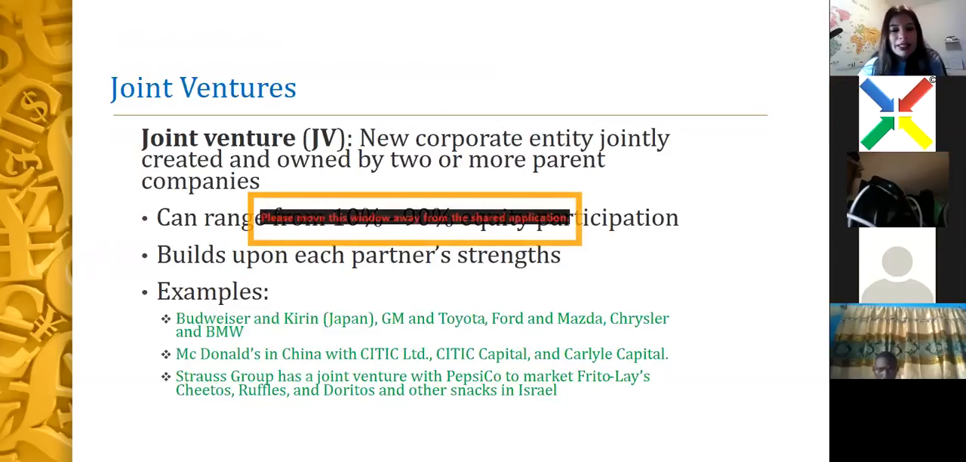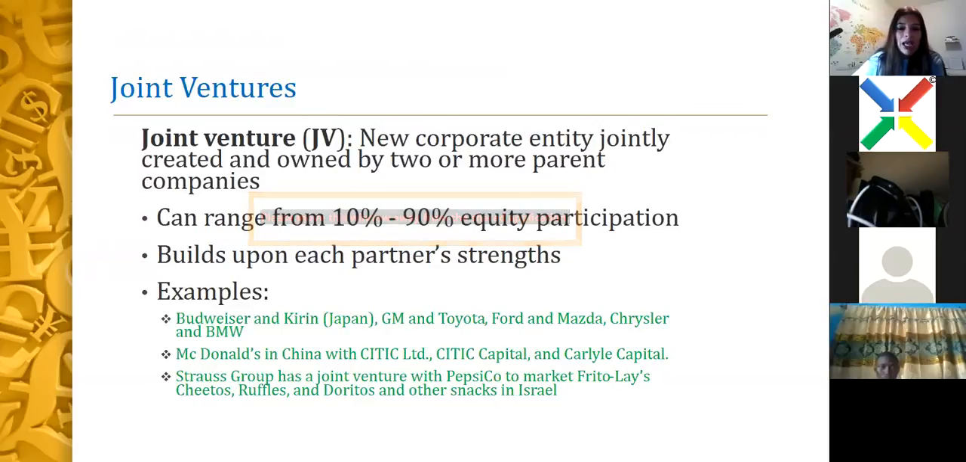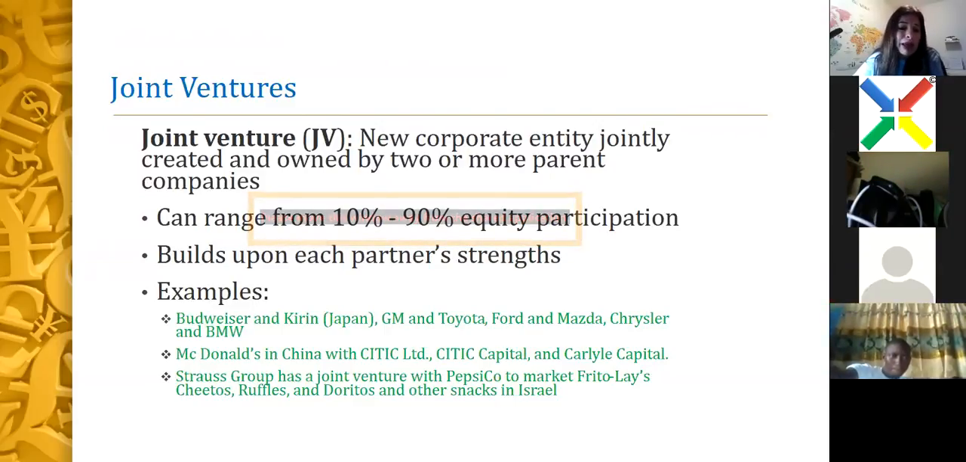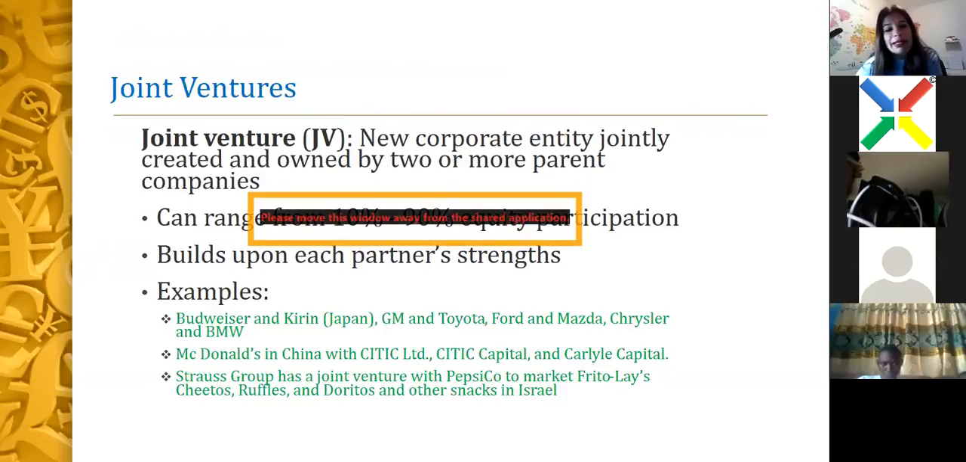Some of the examples, as you can see on this slide, you have General Motors and Toyota coming together, Ford of US and Mazda of Japan coming together to make joint ventures. BMW, Chrysler, famous in both ways, successful and not so successful as well. Similarly, the Strauss Group, Pepsi wants to enter into Israel, and they enter into a joint venture with a local Israeli company to market its chips there.